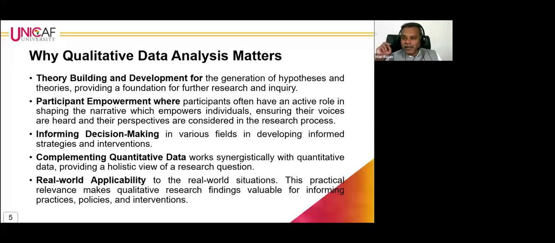Then qualitative data analysis has real world applicability. Whatever you found out from your research is in relation with real world scenarios. So this practice has more relevance, making qualitative findings valuable for information and practice, policies and interventions. So this is appropriate to make changes in your interventions.